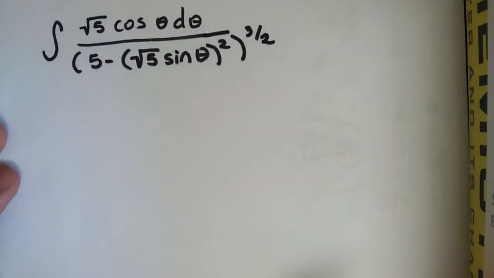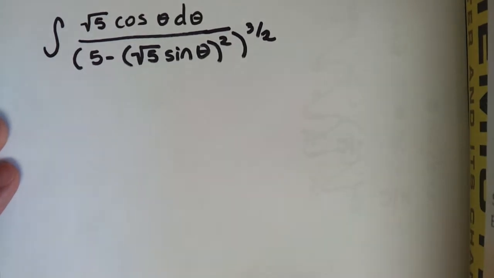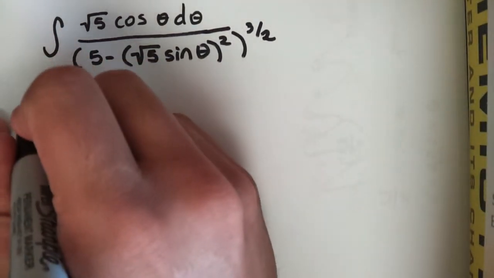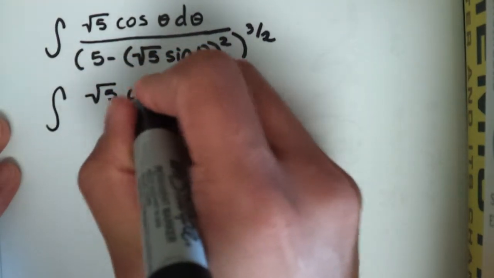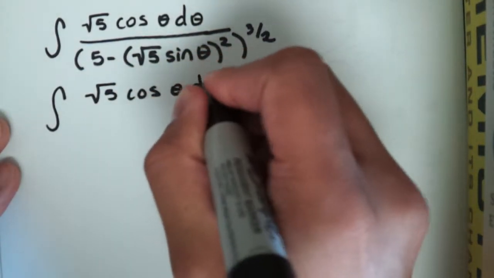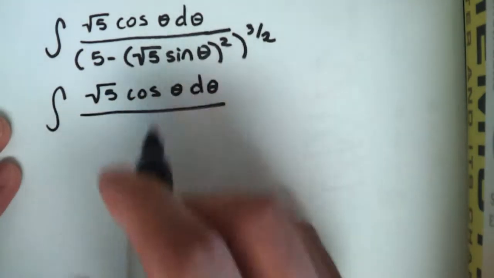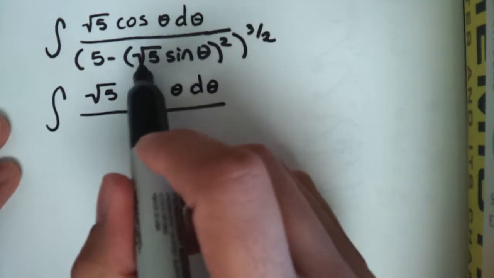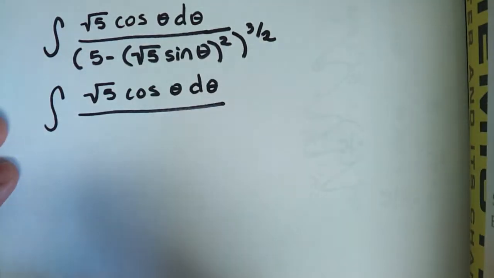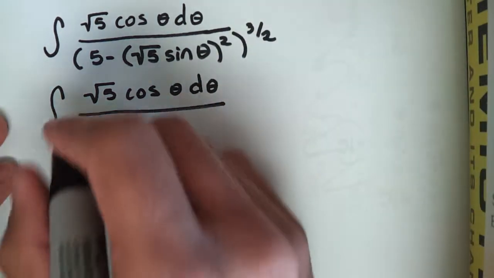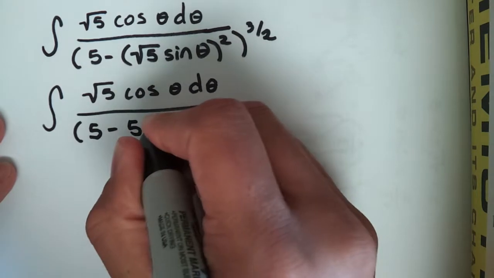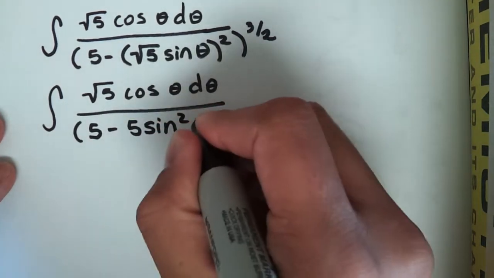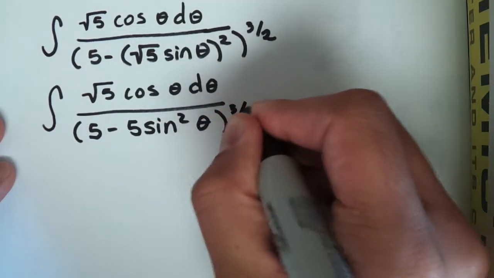Now that you've done your substitutions, you just have to clean up. So, square root of 5 cos theta d theta. If I square these terms, I'm going to get 5 sine squared theta to the power of 3/2. So 5 minus 5 sine squared theta to the 3/2.